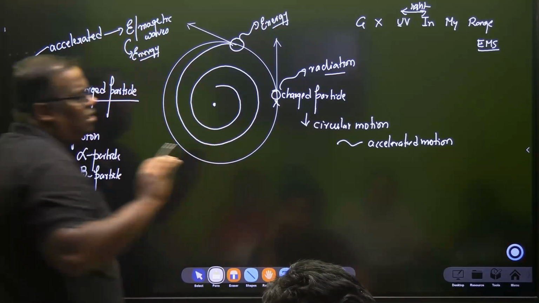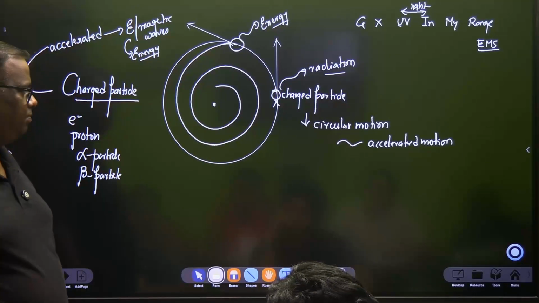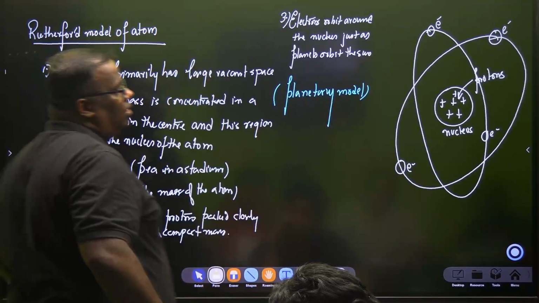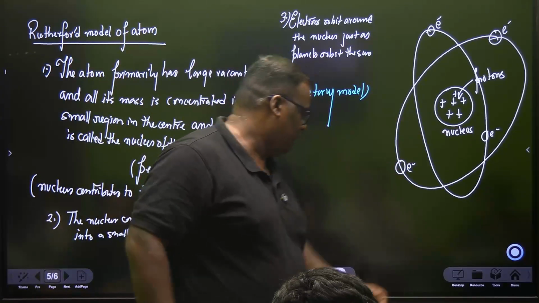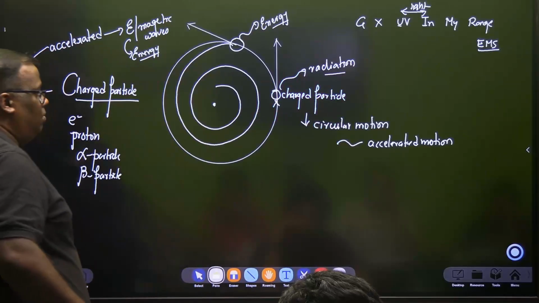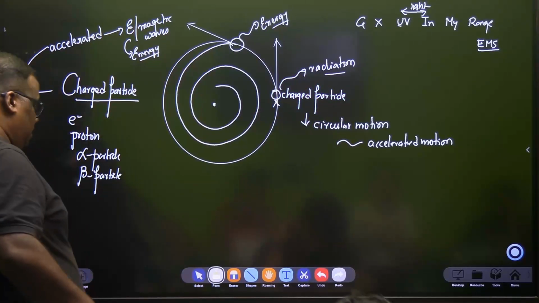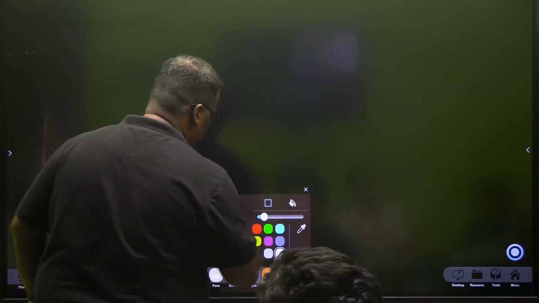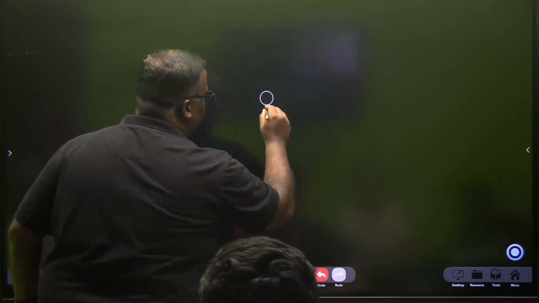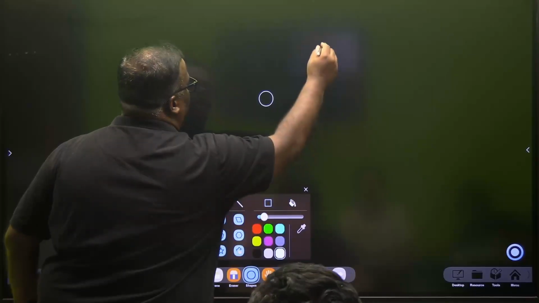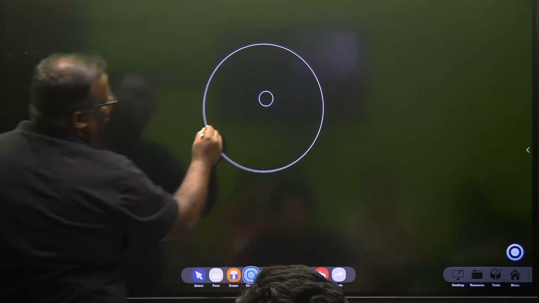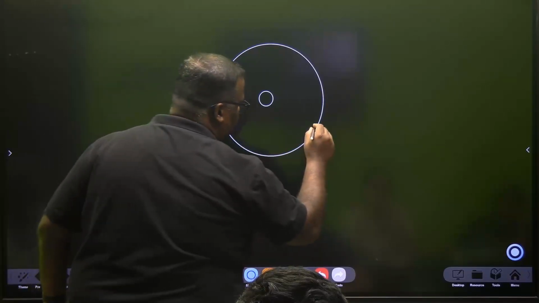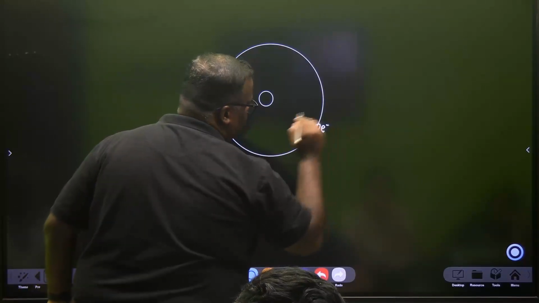And spiral. That much you remember. Now let's go back to our story. This is the planetary model. Okay, so let me draw one more diagram that will make it better. So let's say this is the nucleus, and I have a big orbit, and he said that electron is a charged particle.